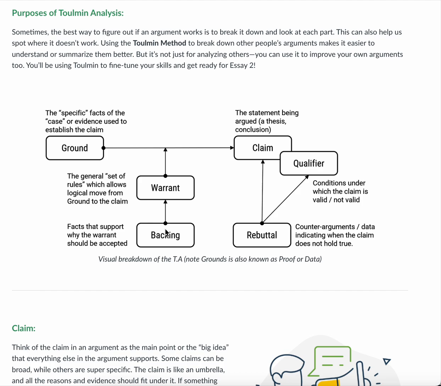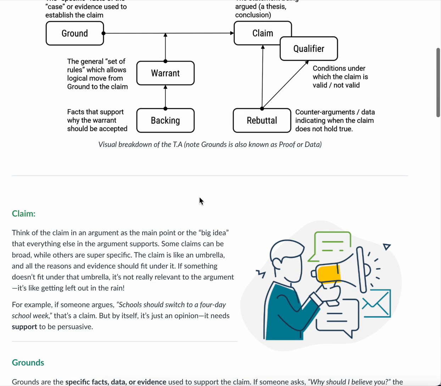Sometimes claims aren't absolute, and that's where the qualifier comes in. This sets limits by using words like most, sometimes, or likely to make the argument a little bit more reasonable. Finally, a strong argument always considers the rebuttal, which acknowledges any counterarguments or potential exceptions. Addressing rebuttals will show that you have a well-thought-out argument and that you are well-informed on the issue overall, not just your own side. So now that we have a clear picture of the Toulmin model, let's break down each part into more detail.